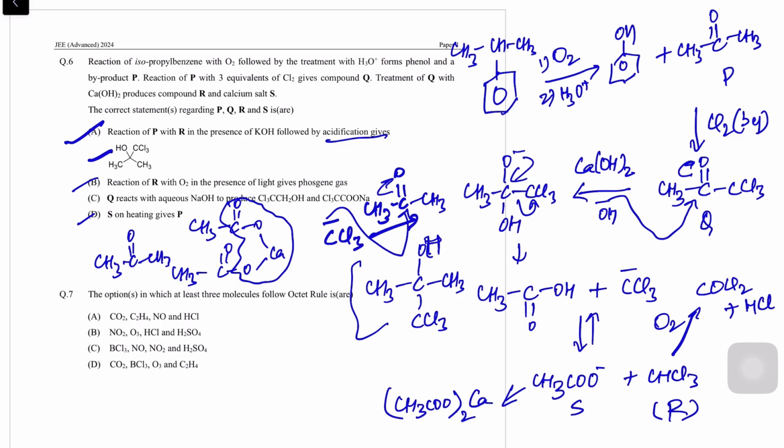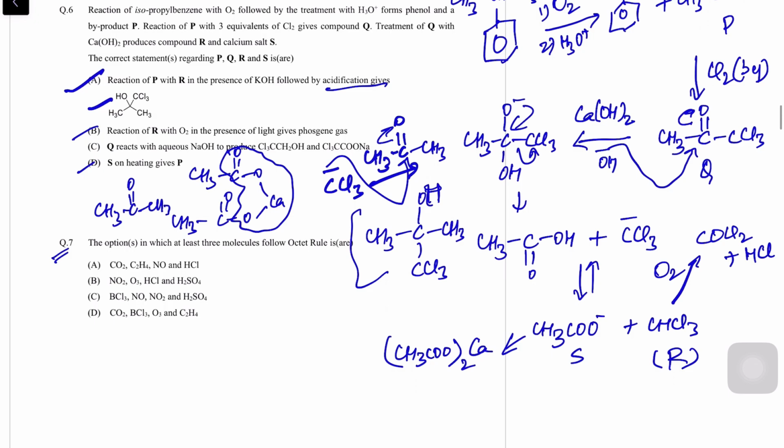All right. Moving to the next question, a very easy question. The options in which at least three molecules follow octet rule. Octet rule says that atoms combine either by sharing of valence electrons or by transfer of valence electrons in order to have 8 electrons in their valence shell. Now, there is a kind of catch in this question because it contains hydrogen also, and hydrogen obviously cannot have 8 electrons in its valence shell.